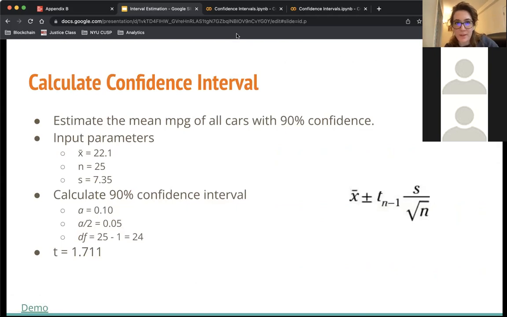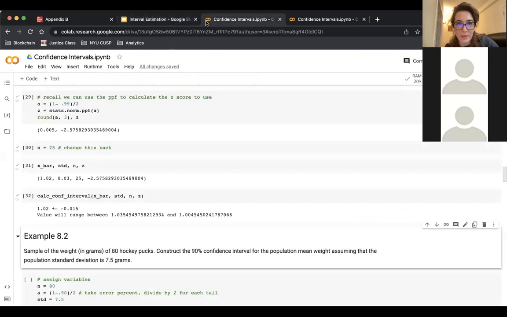Yeah, no worries. Okay, so now the rest of this class will just be working in Python to walk through using the t-distribution.